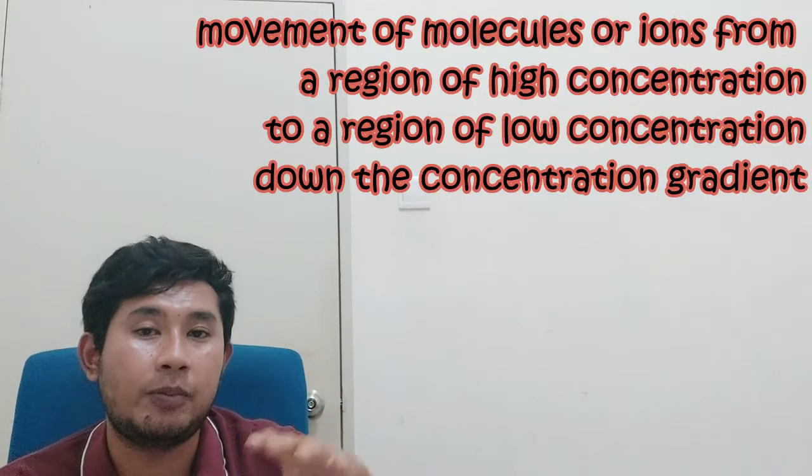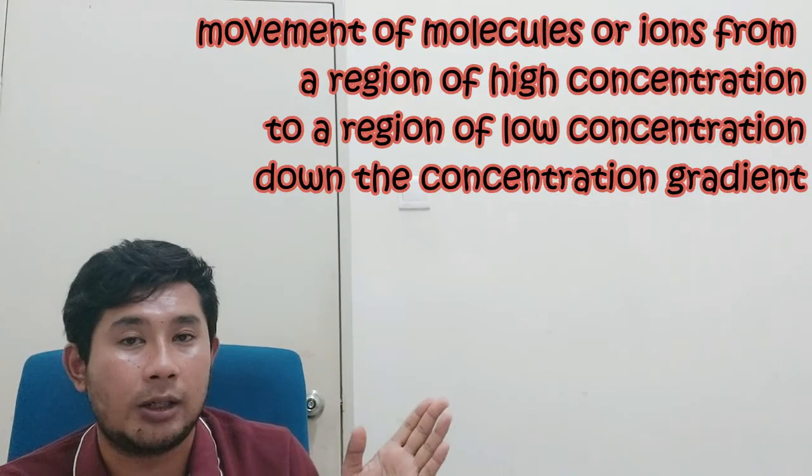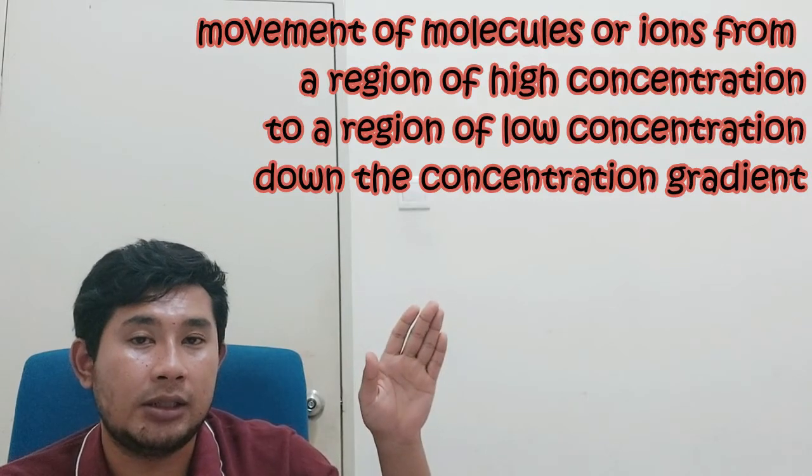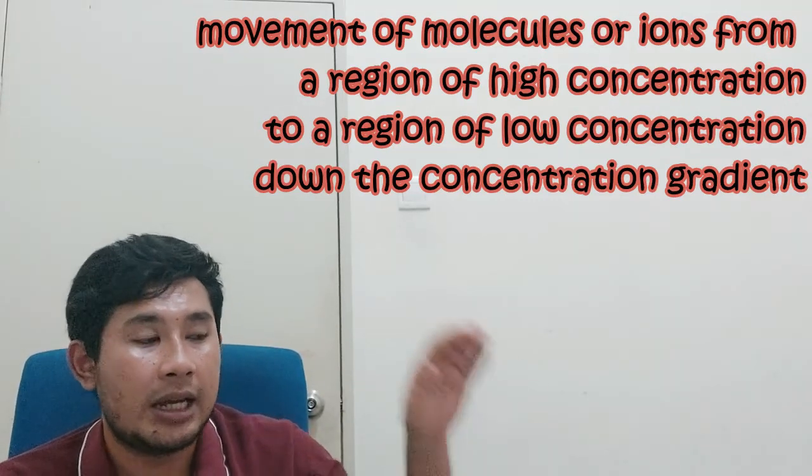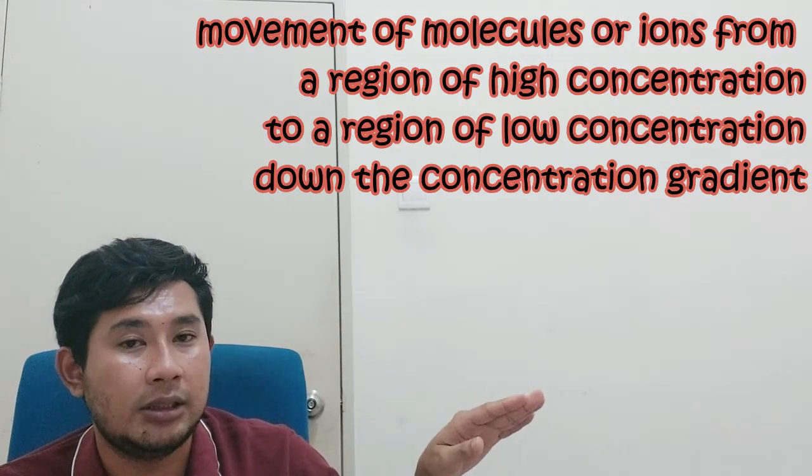Now let's focus on today's topic, which is the simple diffusion process. Simple diffusion can be defined as the movement of molecules or ions from a high concentration region to a low concentration region, down the concentration gradient.